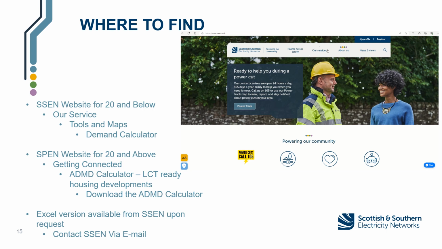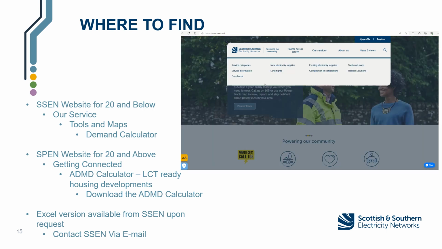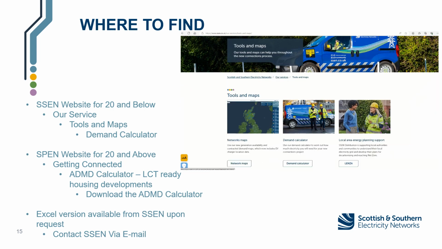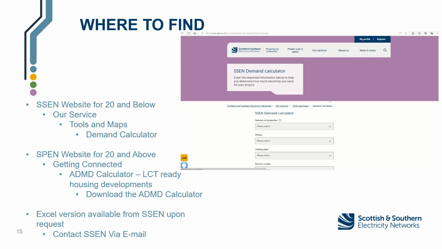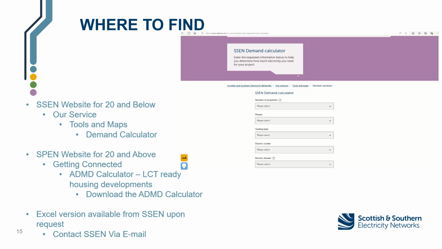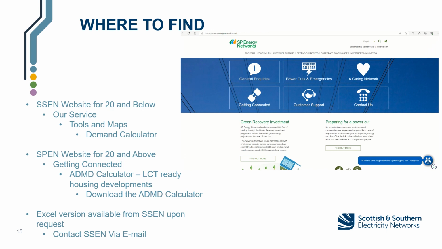So we've got to look at where you can find these. So below the 20 can be found on SSEN's website under the Tools and Maps section. And then if you scroll down to the demand calculator, you can find it in there, and that's where you find SSEN's online version.